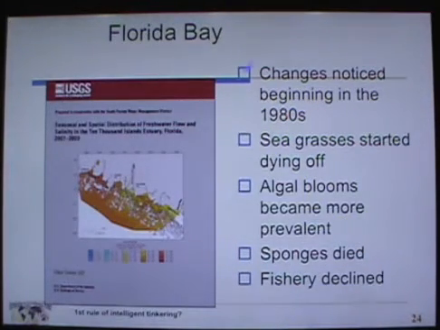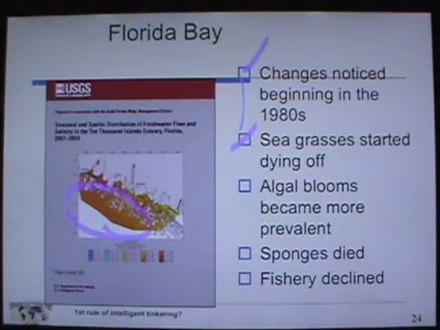The changes were noticed beginning in the 1980s. Probably could have been noticed before then. This is actually a map showing salinity, seasonal spatial distribution of freshwater flow and salinity. Those orange areas mean it's really, really salty in those areas. Seagrass doesn't like salt. It likes, well, some salt, but just the right amount.